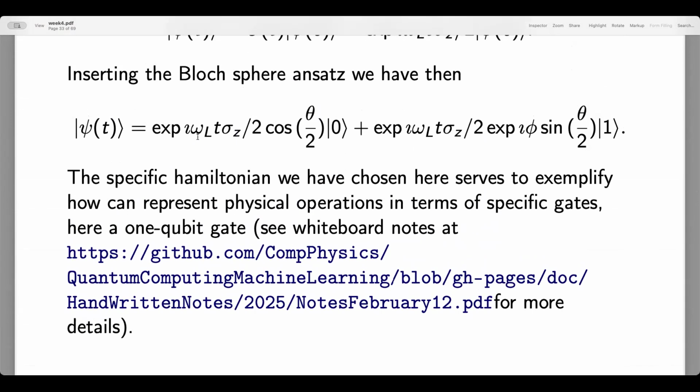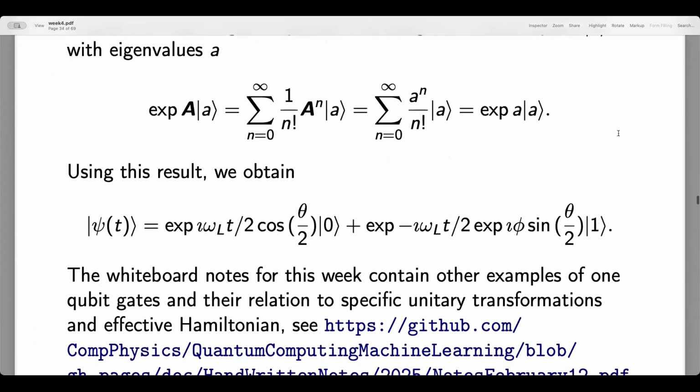Okay? And sigma z, when that acts on 0, has eigenvalue +1, and it projects out 0. When it acts on 1, it has eigenvalue -1, and it projects out 1. So in that specific case, what we get is simply exp minus here, that's the eigenvalue, instead of plus, times 1 here. So this is our new state at a given time.